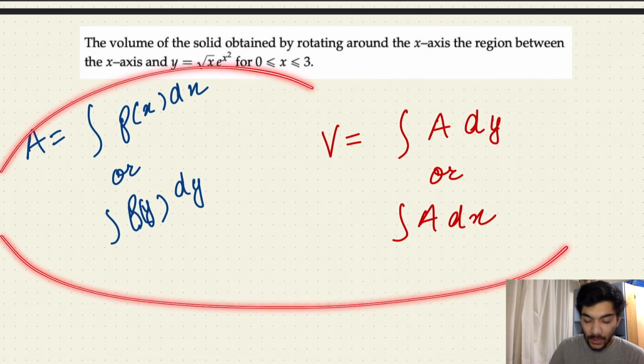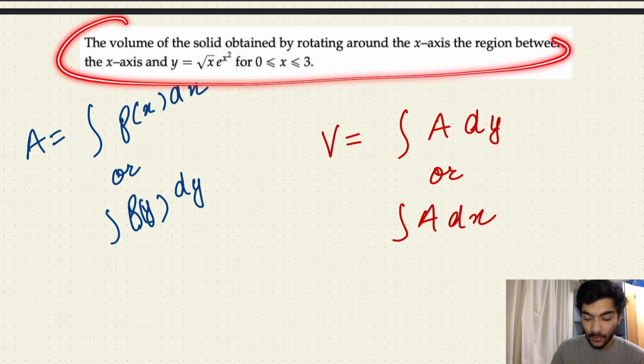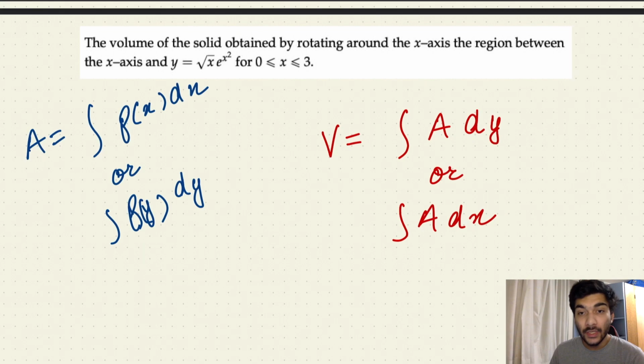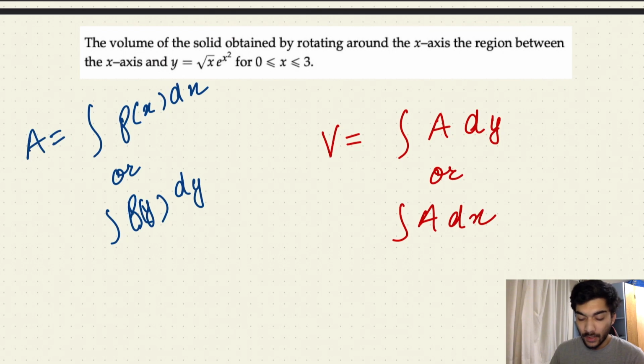So now, based on all these new concepts, let's calculate the answer to this question. In this question, you have to calculate the volume of the solid obtained by rotating around the x-axis the region between the x-axis and the curve y equals root x e to the power x square for x equals 0 to x equals 3. So the basic idea is that you'll sketch the graph of this function from x equals 0 to x equals 3, and then you'll rotate that curve, whatever curve will be formed. So what you'll do is you'll rotate your curve around the x-axis.